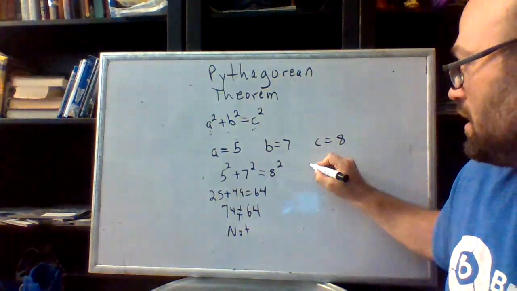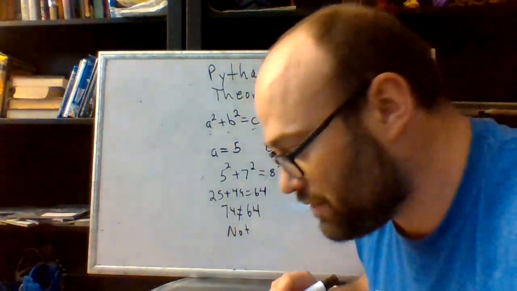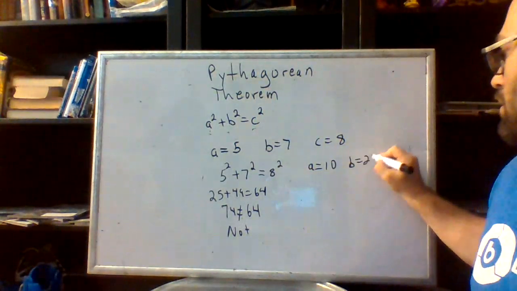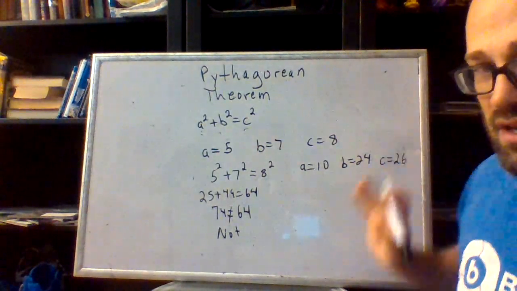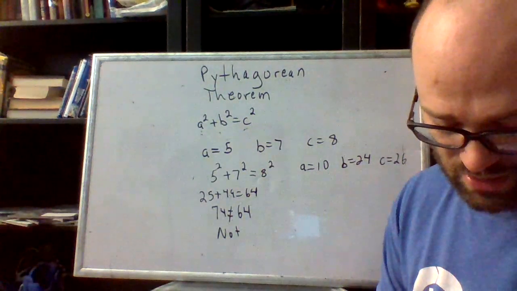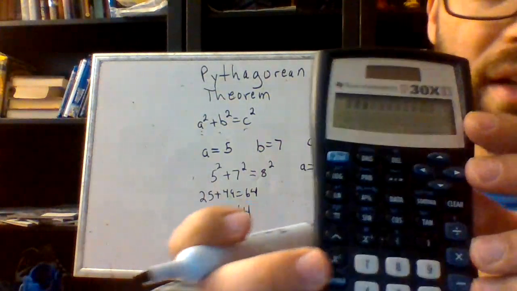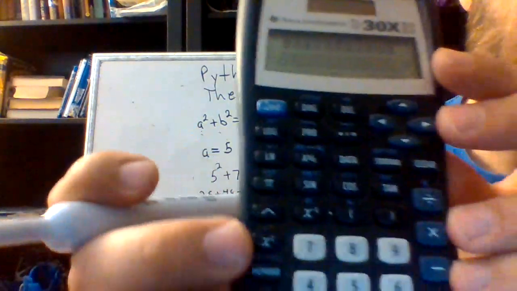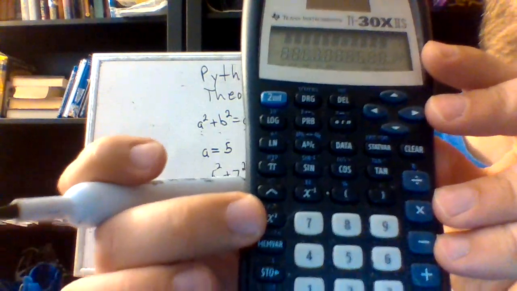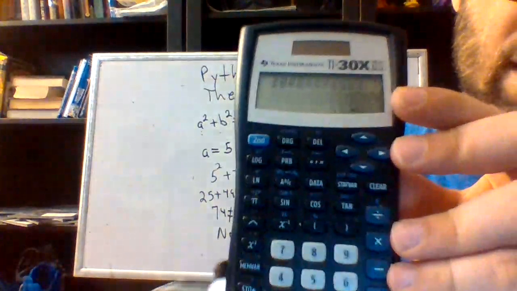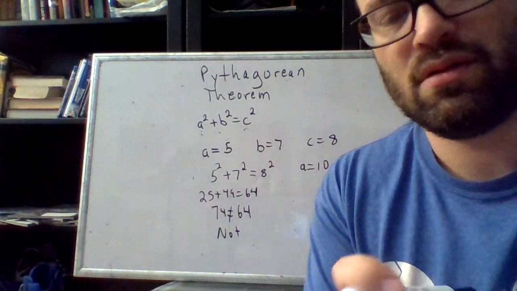Let's say A, we have 10. B, we have 24. And C, we have 26. Now remember, when you square these, it's just multiplying by itself. There also is that button on the calculator. So if I plug in 10, and there's this little square button right here. You can also use, I like to call it the caret button. That's good for the exponent also. You hit the squared button. So 10 squared, and hit enter, and we get 100.